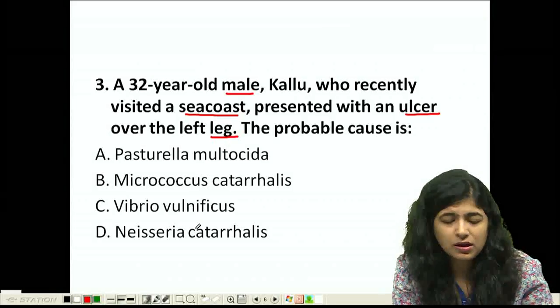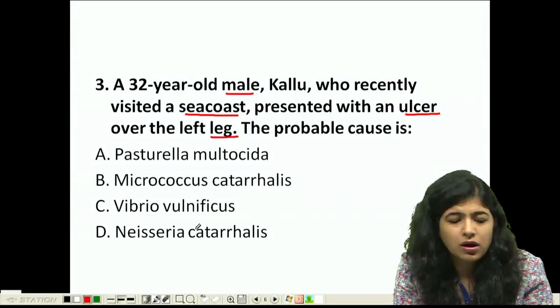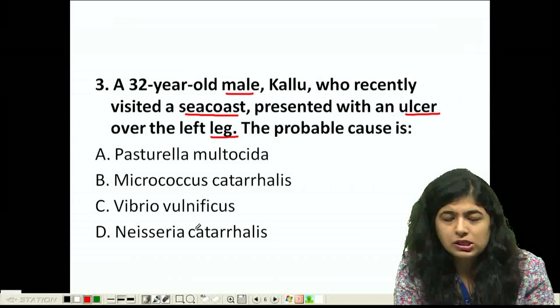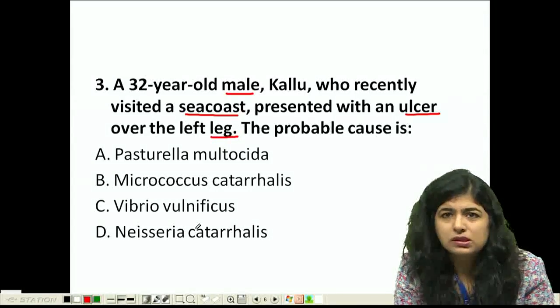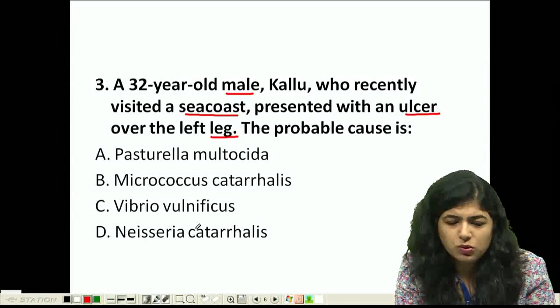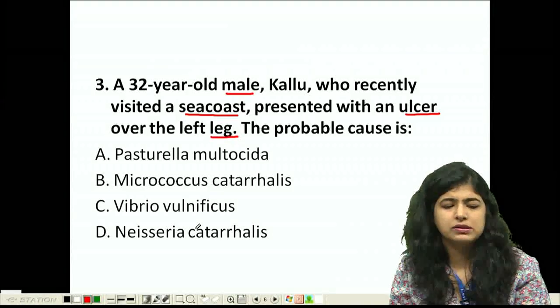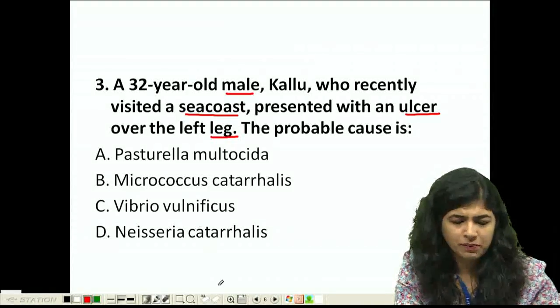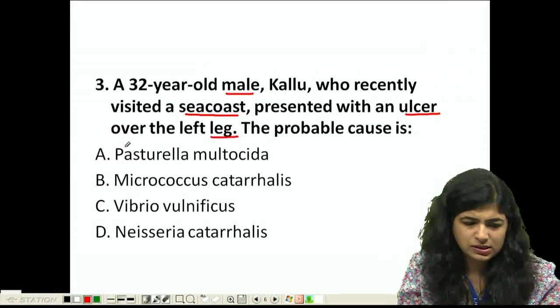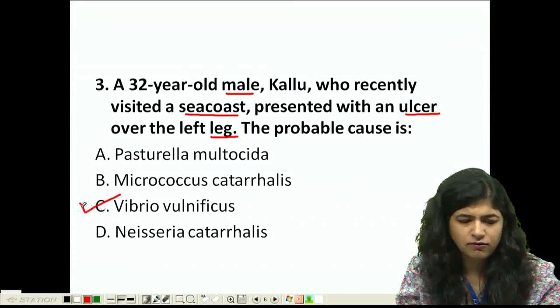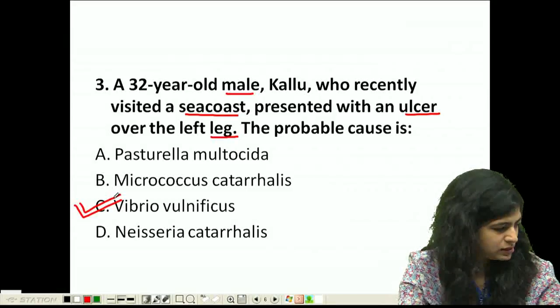This same question has also been asked in the AIIMS exam last year. What is this? It is a difficult one. If you know it, you know it. If you don't know it, you really cannot even guess. So you need to remember. What is this? The answer to this is C, Vibrio vulnificus.